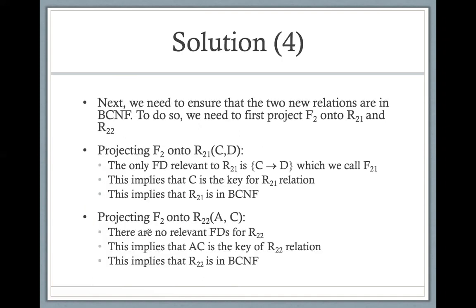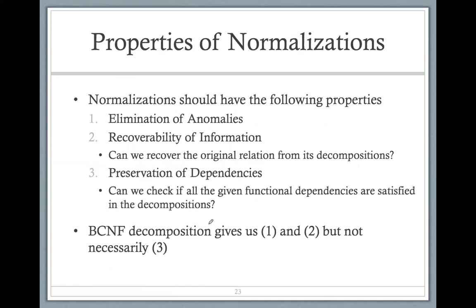Questions? Now I can check, right, whether R21 is in BCNF. Of course, it is in BCNF because C determines D, and hence C is the key of this table. And for the final one, right, there are no relevant functional dependencies. There's nothing that says A determines C or C determines A. Hence, the key is AC. And I don't have any violations of BCNF. So R22 is also in BCNF, and so I'm done. Questions?